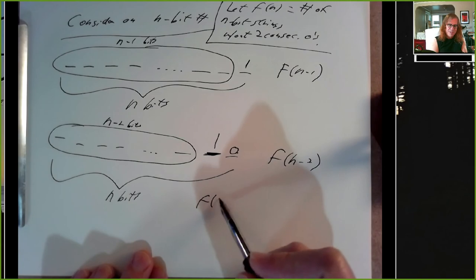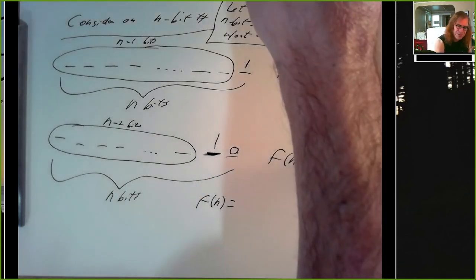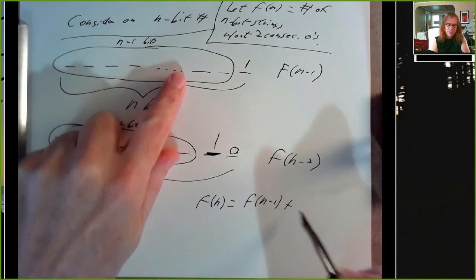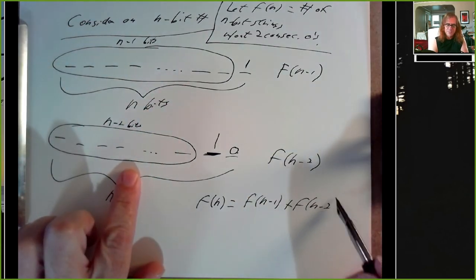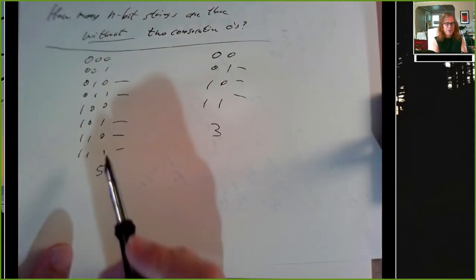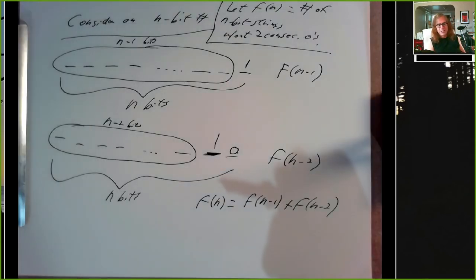So the total number of n-bit strings without two consecutive zeros is the number of strings in this form plus the number of strings in this form. And we've got our Fibonacci series back. And so if I write out all the 4-bit strings, we're going to find exactly 8 of them that don't contain consecutive zeros. So this pops up all over the place.